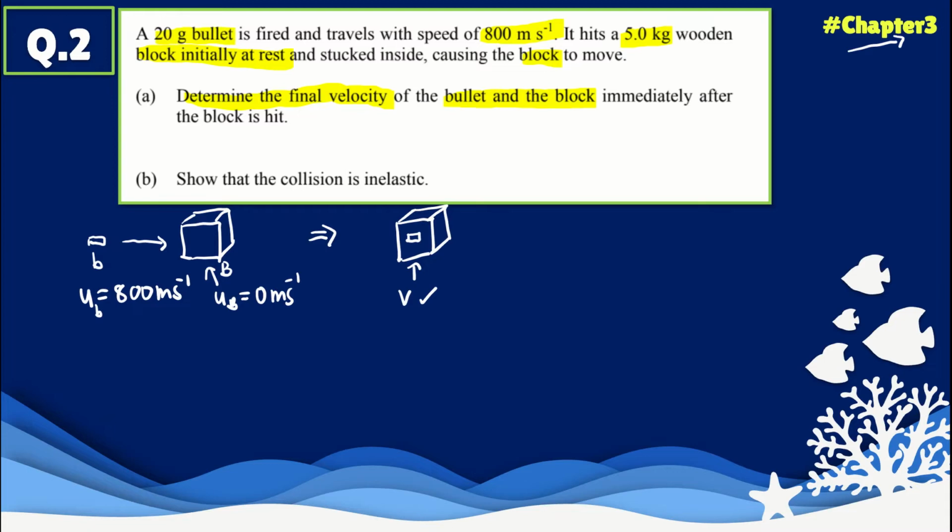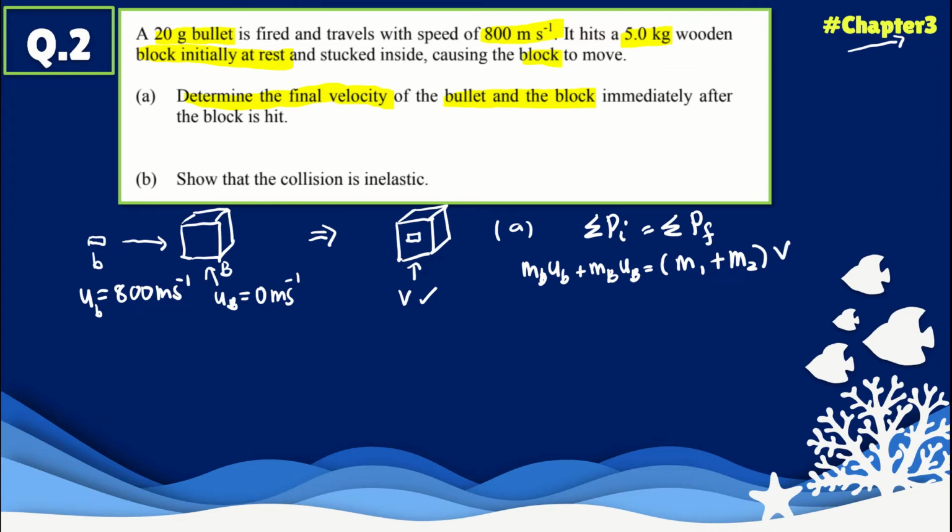So we are applying the conservation of linear momentum. We have the summation of momentum initial equal to the summation of momentum final. Let us write down the equation first. The general equation: M bullet U bullet plus M block U block equals M1 plus M2 times the velocity for both.